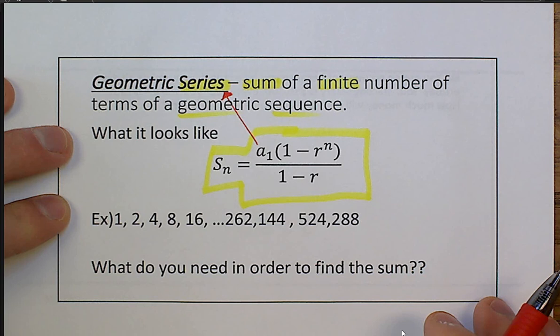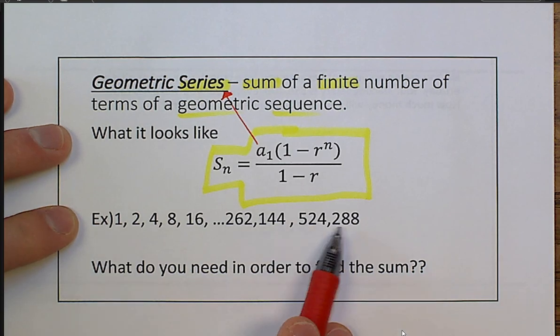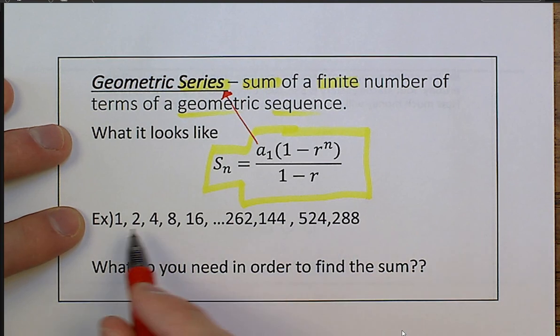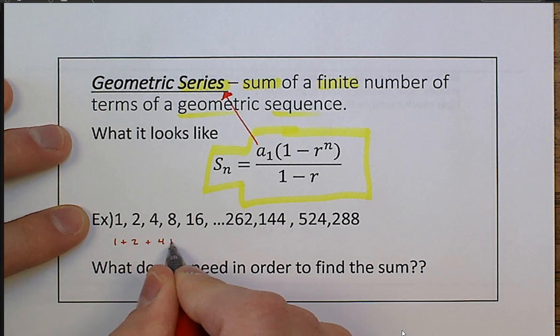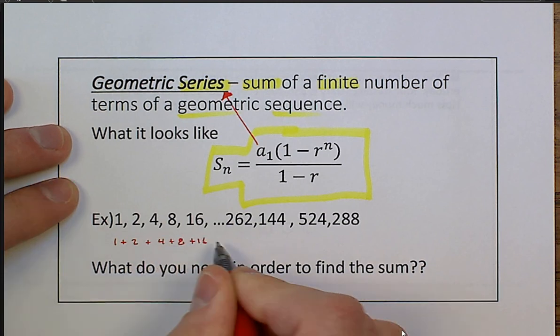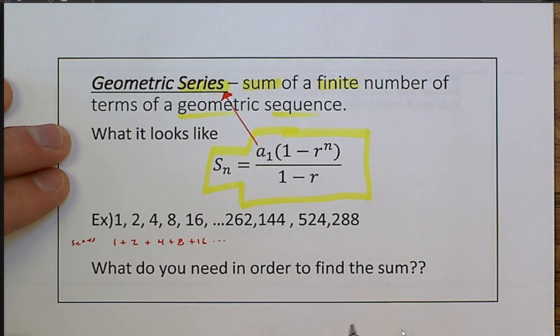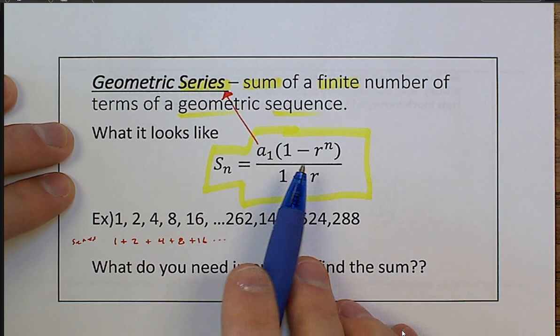Here's an example. This is a sequence right here. Remember, if it's a series, we're going to be adding those things. So if you wanted to write it, it would be 1 plus 2 plus 4 plus 8 plus 16, dot, dot, dot, etc. That is a series. A series is when you add them. We would still want to find the common ratio, and we're actually going to do this problem on the back, but we just want to talk about the formula here since we're not developing it.